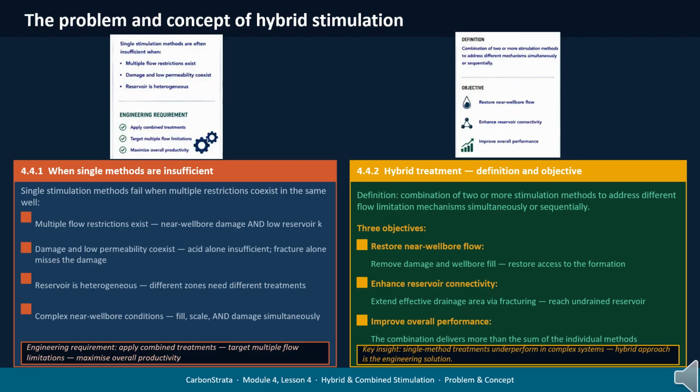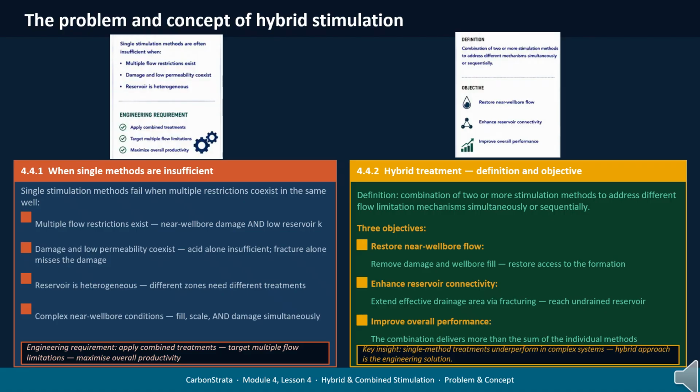Now the second condition. Even if damage is removed completely, low permeability still controls flow. So the improvement does not scale. Now the third condition. Heterogeneous reservoir. Different intervals respond differently. One method improves part of the system and leaves the rest unchanged.